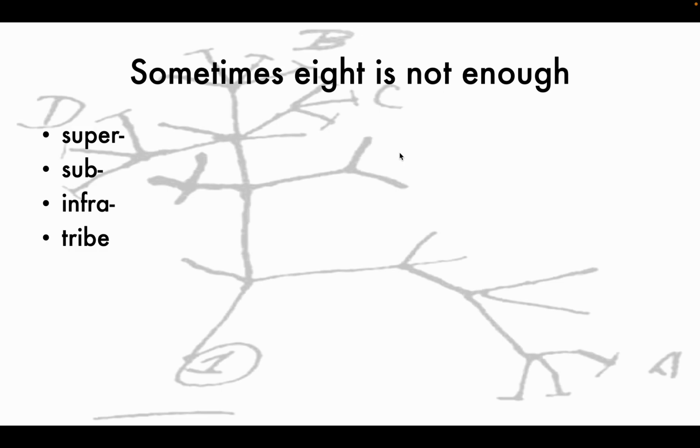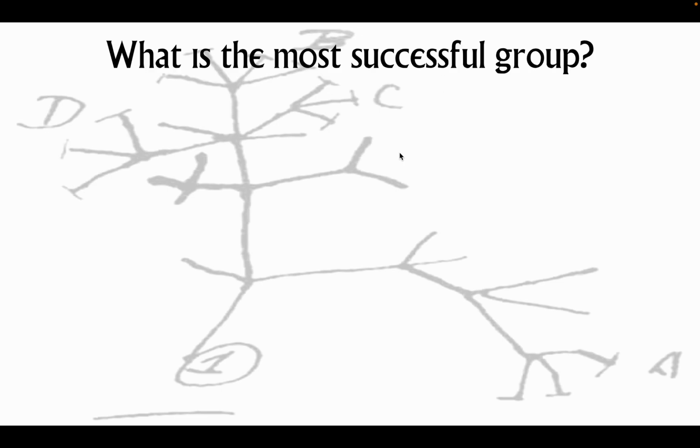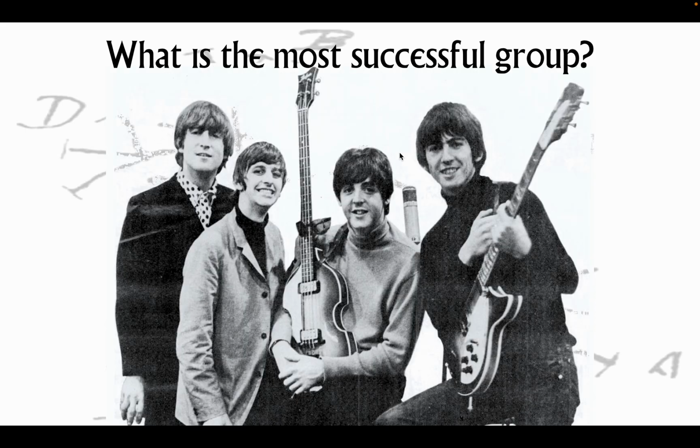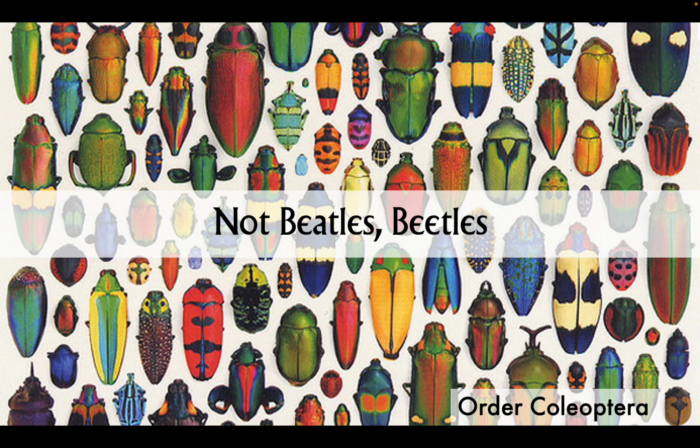Let's look at an example. What is the most successful group? By most metrics, it's the beetles. But not just these beetles, but also these beetles, which I was at an embarrassingly advanced age before I realized these words are not spelled the same way, I must admit. The beetles represent a monophyletic order, Coleoptera, with over 1 million described species. This is within the most diverse class, the insects, within the most diverse animal phylum, the arthropods.